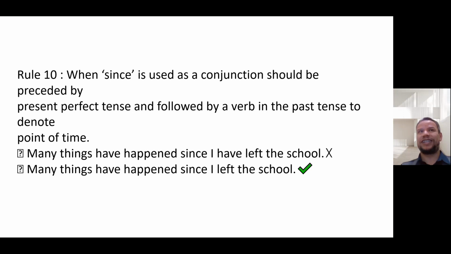it should be preceded by present perfect tense and followed by a verb in the past tense. We use since for a point of time. So if I use since as a conjunction, as a connecting, as a linking word, you have to use 2 tenses. One is present perfect, the other is past tense.